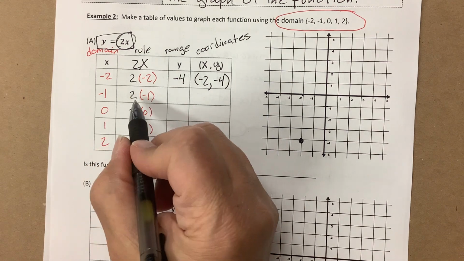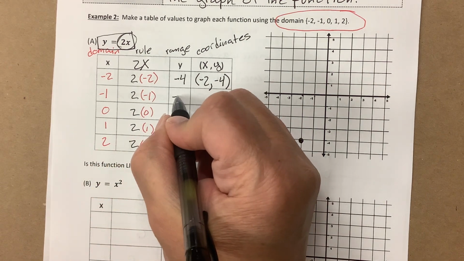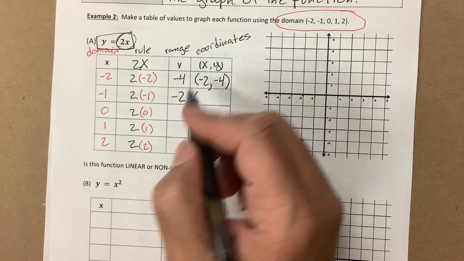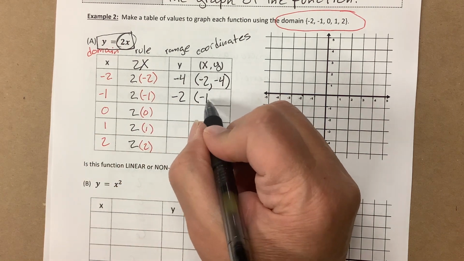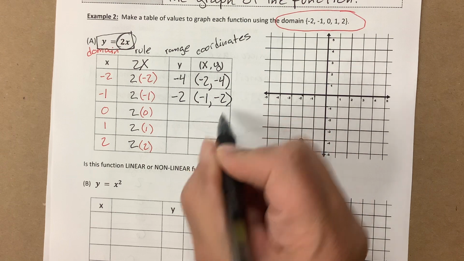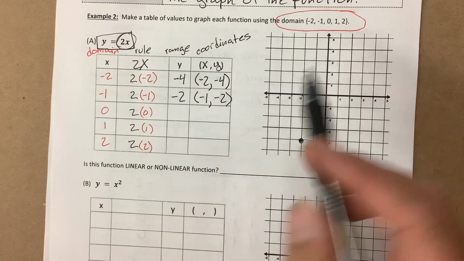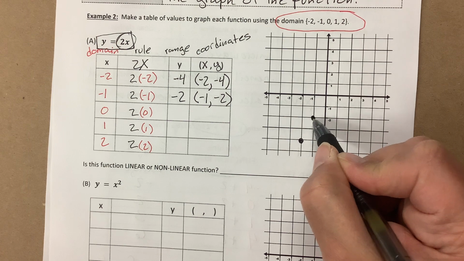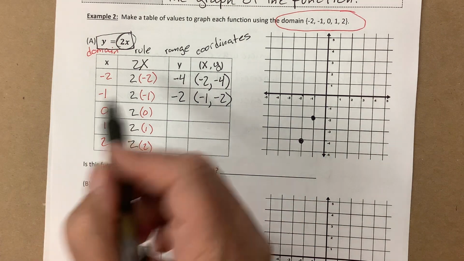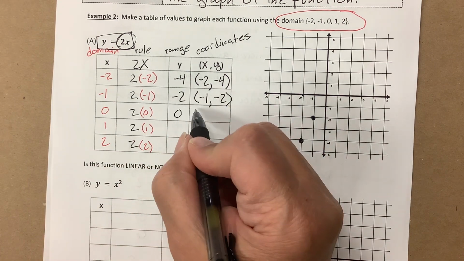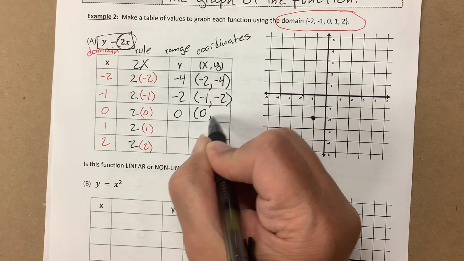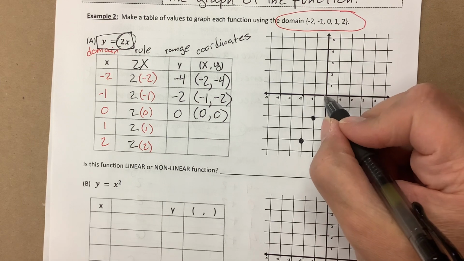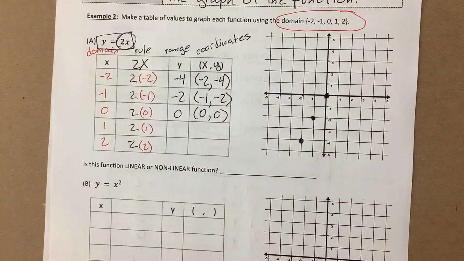Now I'm doing the next one. 2 times -1 is -2. My x is -1, my y is -2. And my coordinates are -1, -2, and I'm using my coordinates to graph my points. 2 times 0 is 0, x is 0, y is 0, my coordinates are 0, 0, and I'm going to use that to graph my next point.